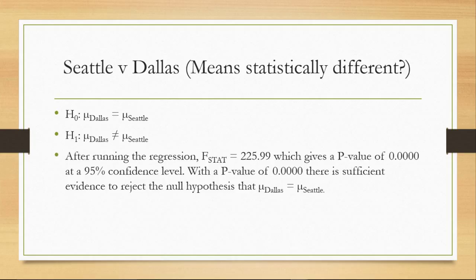So if we just look at Seattle and Dallas, are the means statistically different? Our null hypothesis states that the mean of Dallas is equal to the mean of Seattle. Alternatively, our alternate hypothesis states that the mean of Dallas does not equal the mean of Seattle. After running the regression, the F statistic equals 225.99, which gives a p-value of 0 at a confidence level of 95%. With a p-value of 0, there is sufficient evidence to reject the null hypothesis that the mean of Dallas equals the mean of Seattle.